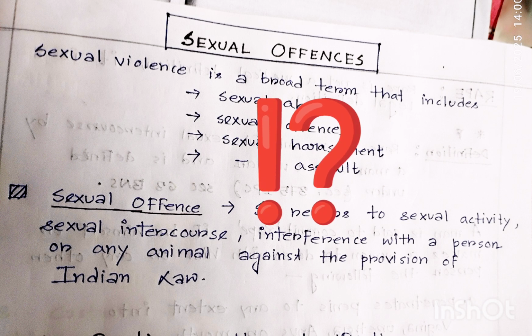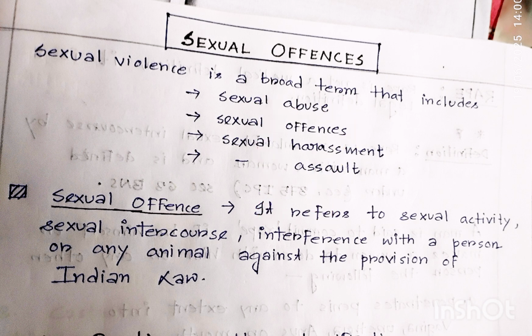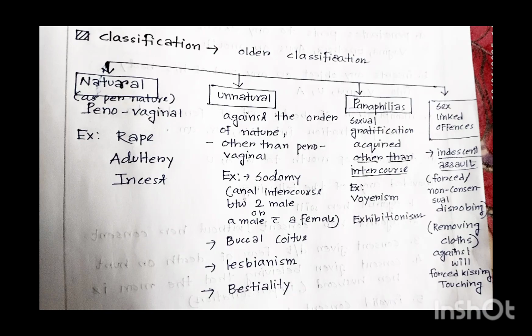So what is sexual offenses? It refers to sexual activity, sexual intercourses, interference with a person or any animal against the provision of Indian law. There are so many types of sexual offenses. That is classification of sexual offenses.